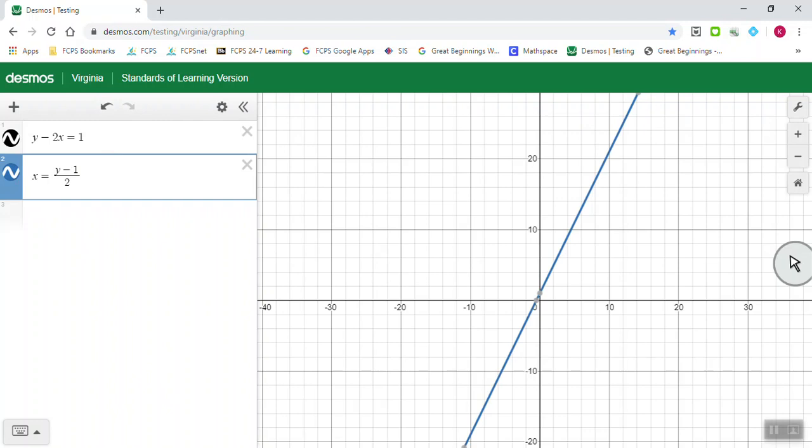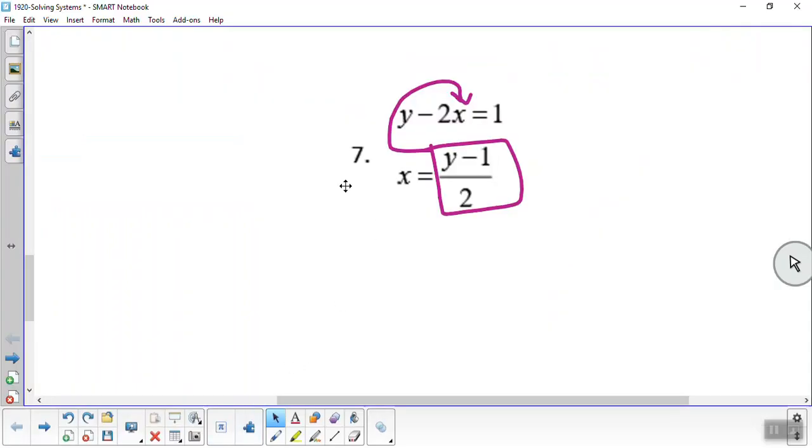And when something is the exact same line and they are graphed, that means they are always intersecting. My blue line is on top of my black line, so it's constantly intersecting. So if it is constantly intersecting, that means my answer to number 7 is infinite solutions.